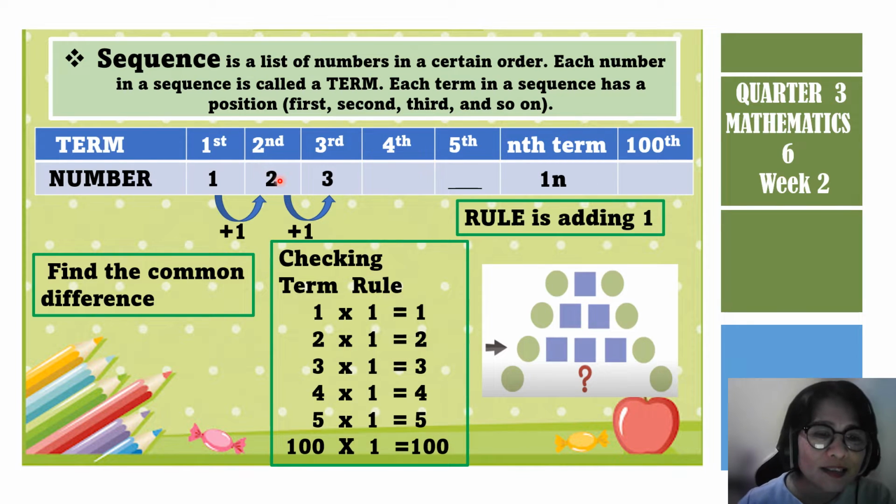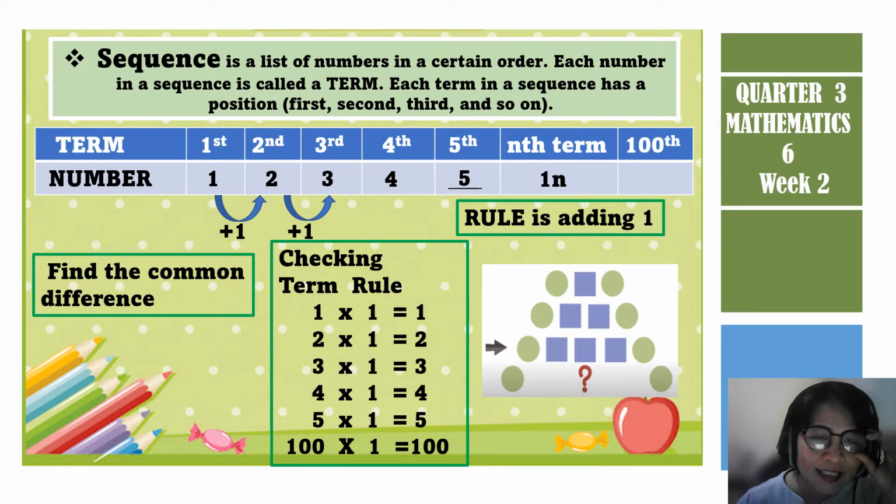Ngayon, yung pang-third term natin ay 3 times 1. Ang sagot ay 3. Ngayon, makikita na natin yung ating sagot sa fourth term. 4 times 1 is equals to 4. So, dapat dito, ang sagot ay 4. Then, yung pang-5 naman, 5 times 1 is equals to 5.